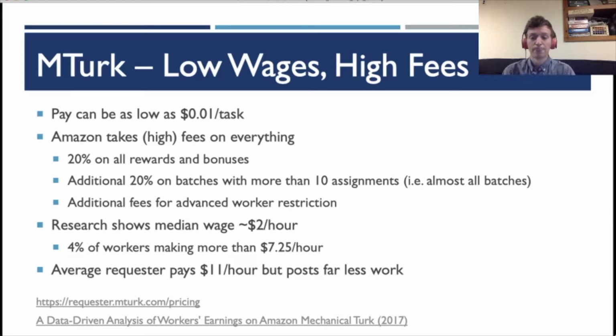And in general, Amazon is making a relatively large amount of money on MTurk, right? So basically all rewards and bonuses, they're going to take at least 20%. And then for all rewards, which is the baseline fee, not the bonus, that are associated with HITs that have more than 10 assignments, so if you're looking for more than 10 workers, which is almost always the case, they take an additional 20% on that reward. At the bottom of this, there's also a link to their pricing page that explains all of this if you want to get more details and read the fine print.